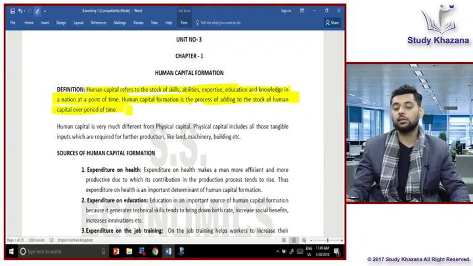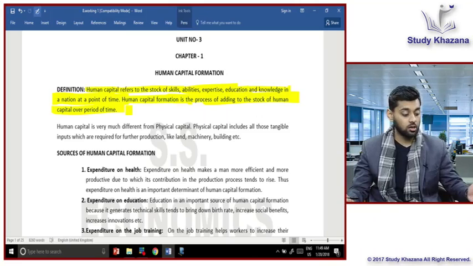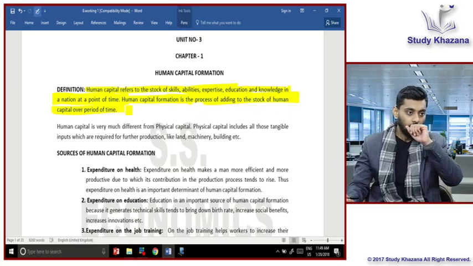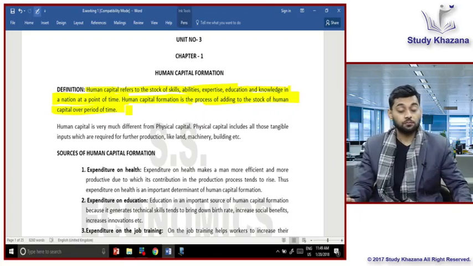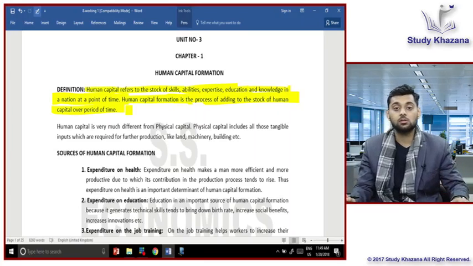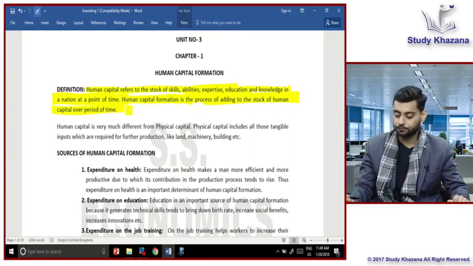We have talked about this in NCERT of Class 10th, that there is an economy in which there are almost no resources but a very good human capital. On the other hand, an economy having abundance of resources but lack of human capital.